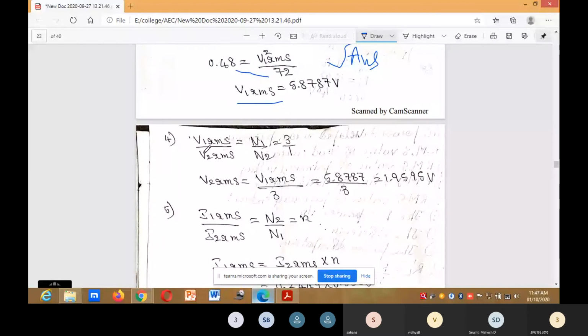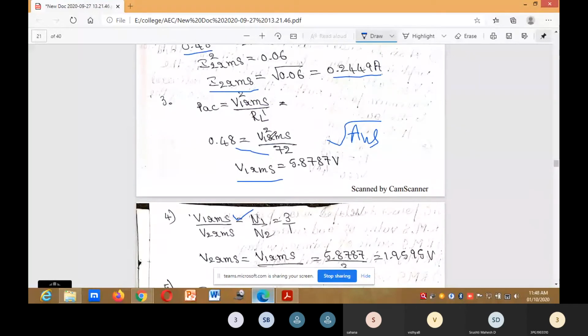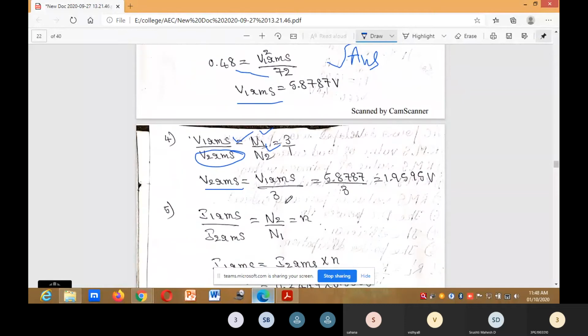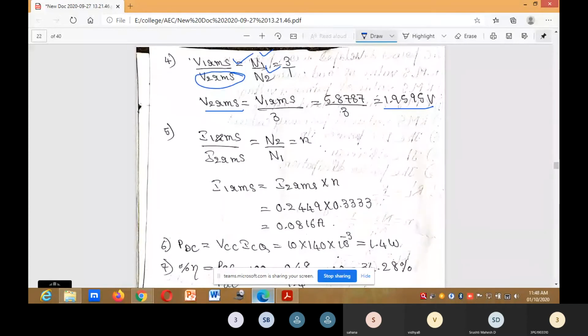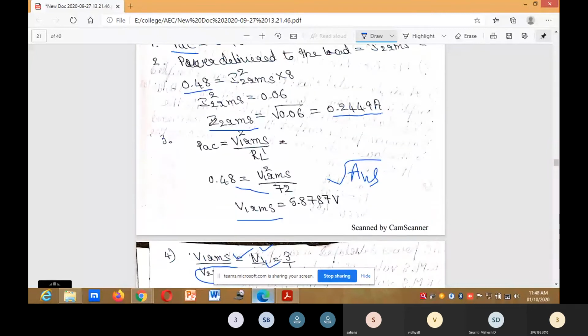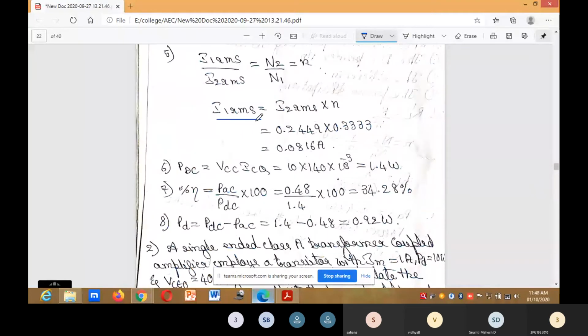Next, V1 RMS divided by V2 RMS. We know the value of V1 RMS, and we know the values of N1 and N2, so we need to find V2 RMS. V2 RMS is equal to V1 RMS divided by 3. You get 1.959 volts. Next, we need to find I1 RMS. We know the value of I2 RMS, and with N2 divided by N1 we can find this one. You get 0.0816 amps.